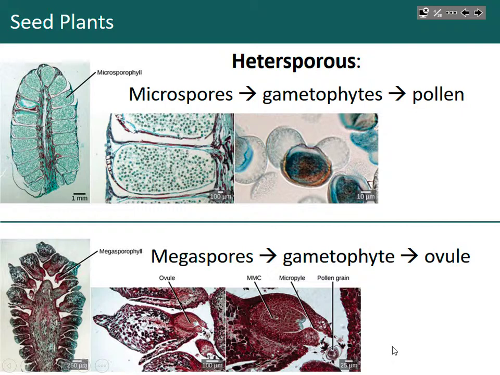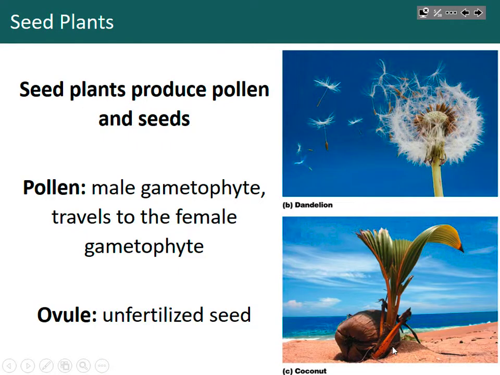Okay, so there's a difference here in that the alternation of generations is still occurring, but this gametophyte generation is microscopic. It's actually housed within the body of the sporophyte. Okay, so the summary of that is that seed plants produce pollen and seeds. The pollen is the male gametophyte, which travels to the female gametophyte.